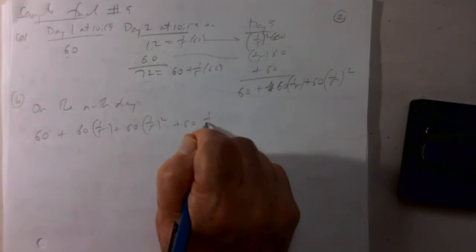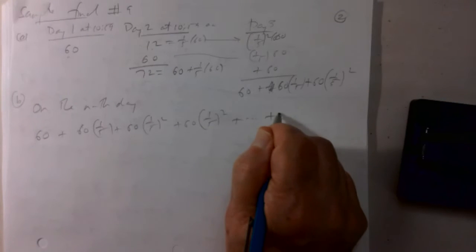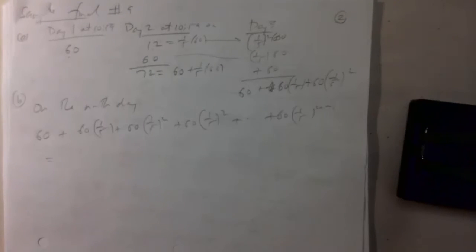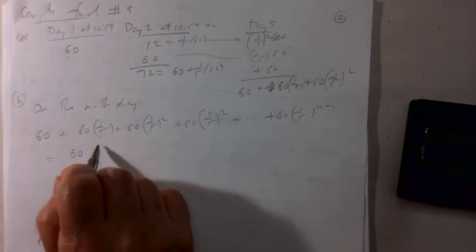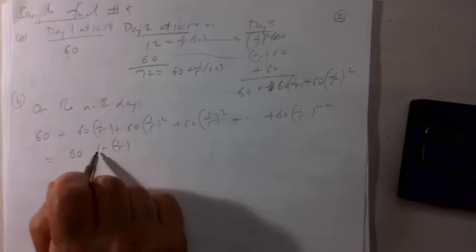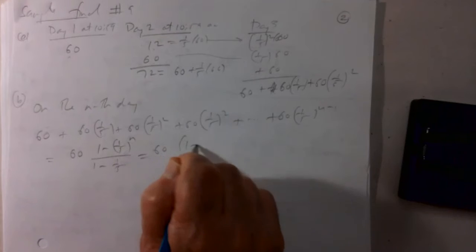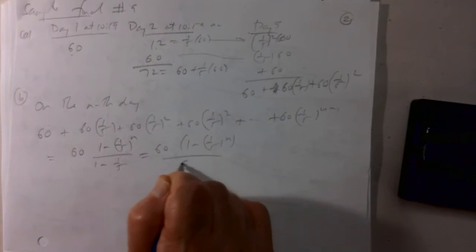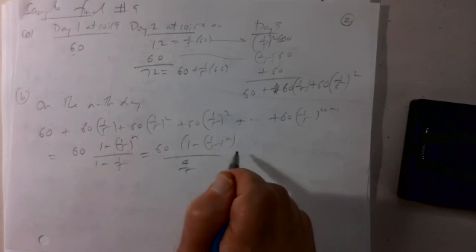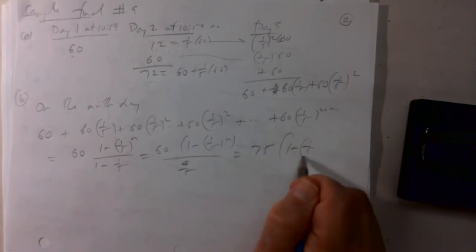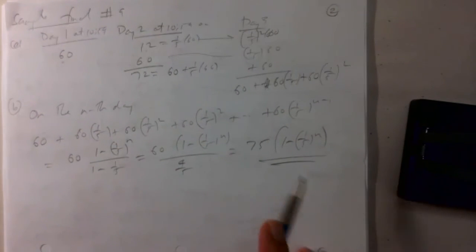You have this geometric progression with a total of n terms. So the last term is 1/5 to the n minus 1. And if you add that up, this is the formula for geometric progression: 60 times 1 minus 1/5 to the n over 1 minus 1/5, which is 60 times 1 minus 1/5 to the n over 4/5. 60 over 4/5 is 75, times 1 minus 1/5 to the n. So after n days, this is the amount of medicine that will be inside the patient's body.